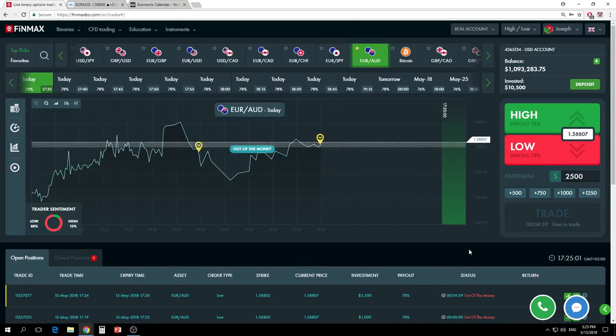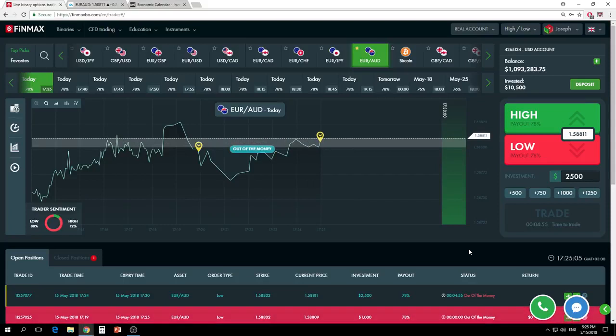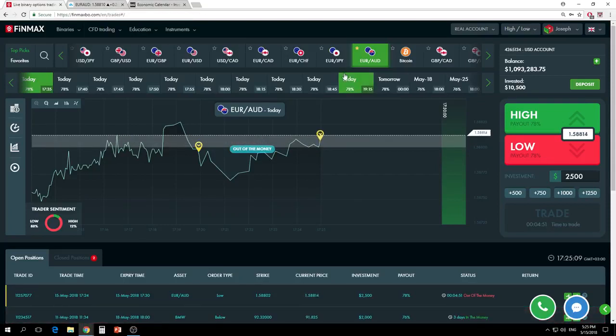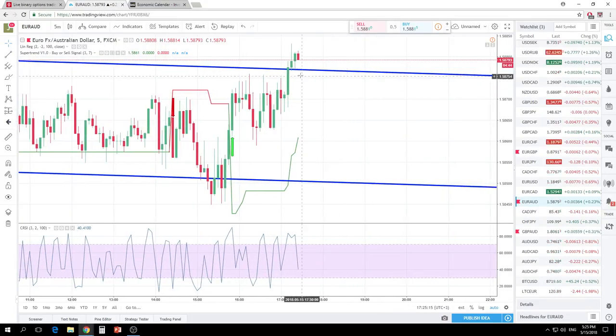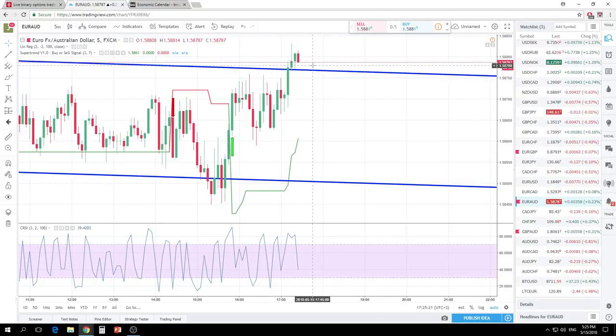We have opened our recovery trade on Euro Australian dollar with 2.5 times more investment, and yes, unfortunately our previous trade was closed out of money because of obvious volatility that we were facing together. Now the price started rapid decrease. We can have two outcomes here.